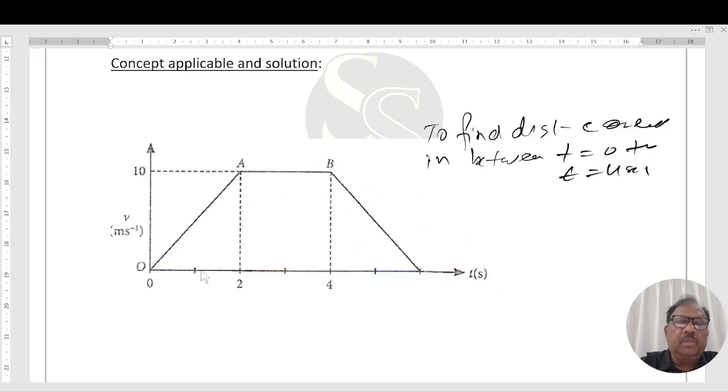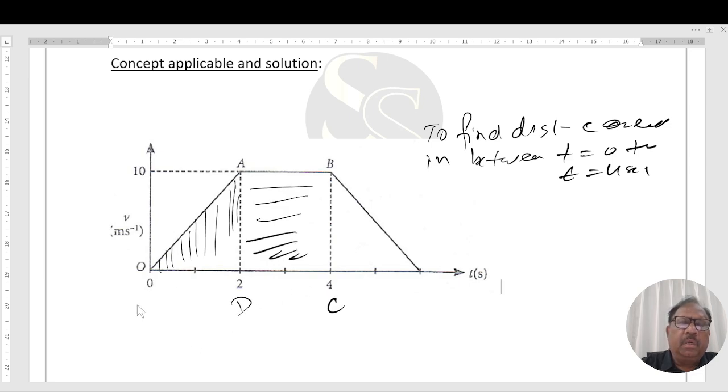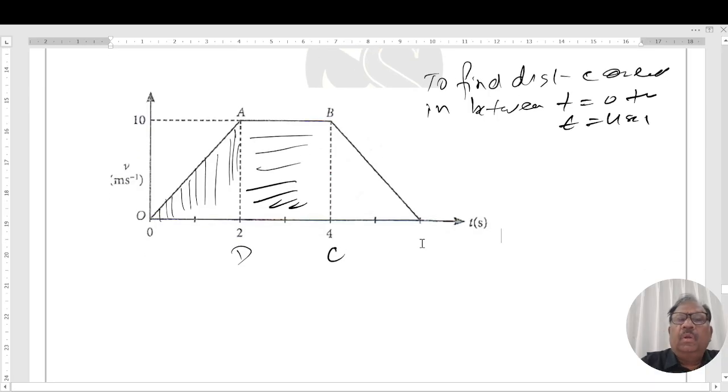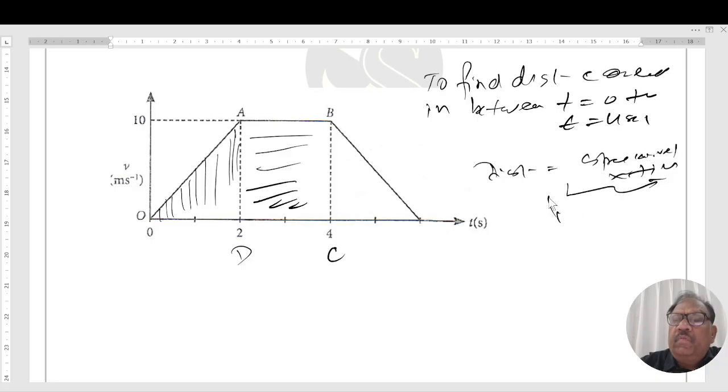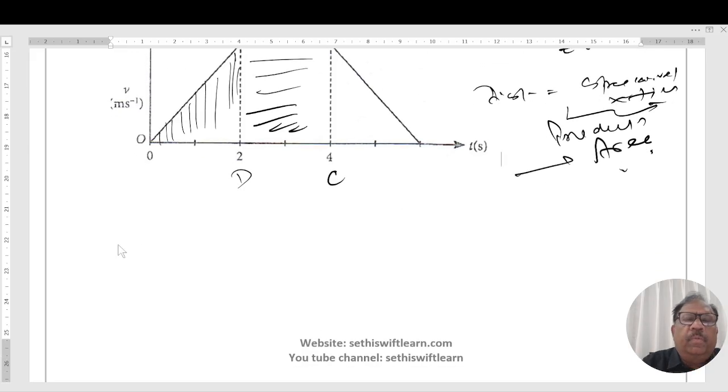Means what is this? One is this one. ABC, OAB, CD, right? Now, distance is speed or velocity into time, right? Now, it is the product. If it is product, then you have to find area. If it is a ratio, then we have to find the slope.